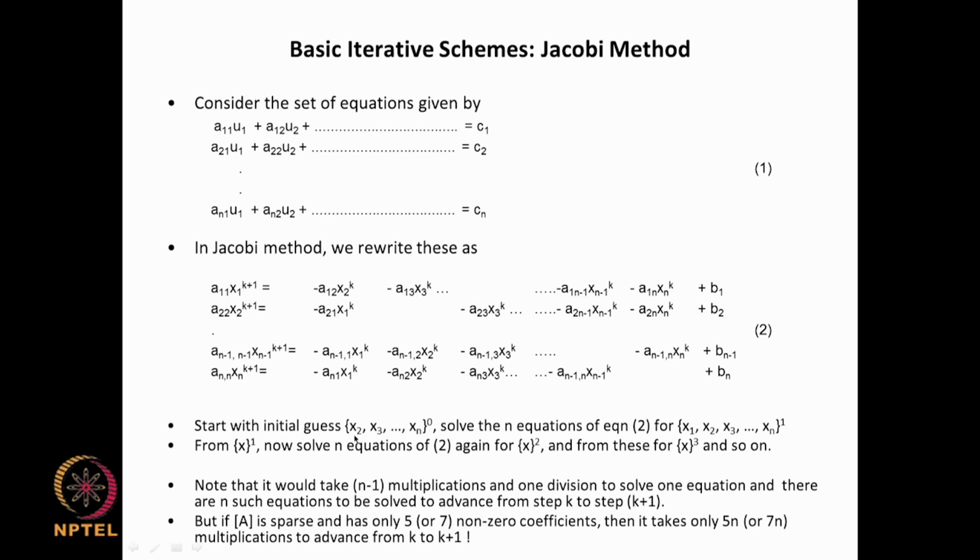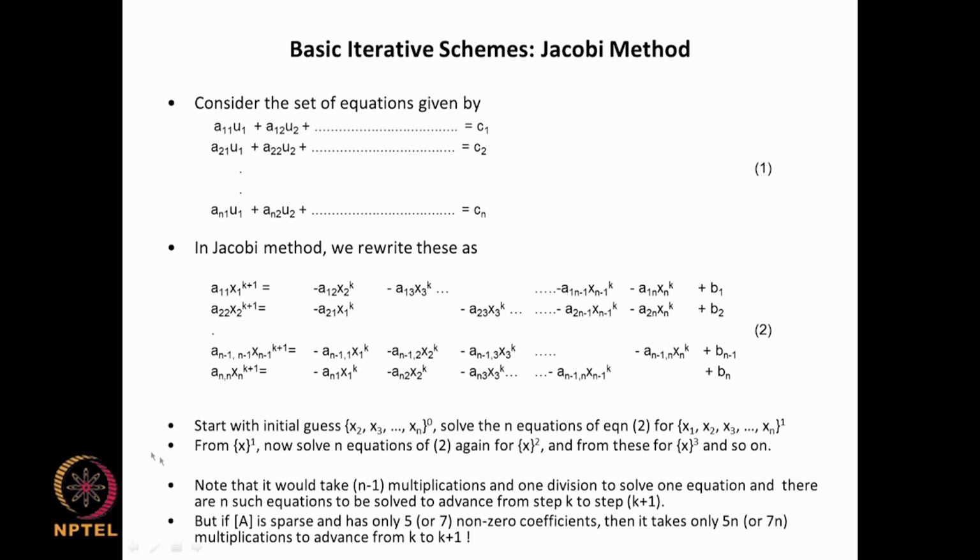So we start with the initial guess x1, x2, x3 up to xn, the 0 indicating the initial guess, and solve the n equations of equation 2 for x1, x2, x3, x4, all the way up to xn for the first step. And now you have x1 for all of these, and then you again substitute them here, and then again solve equation 2 for x1, x2, x3, all the way up to xn at the end of the second iteration step. And once you get x2, you can again get all of x3 and so on.